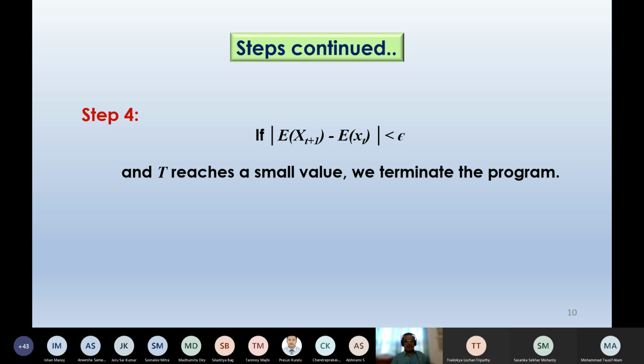Now step 4, if the modulus of the difference between the two energy states, that is E of x t plus 1 minus E of x t, becomes less than epsilon, the termination criterion having a small numerical value, and please remember that T reaches a small value, we terminate the program.